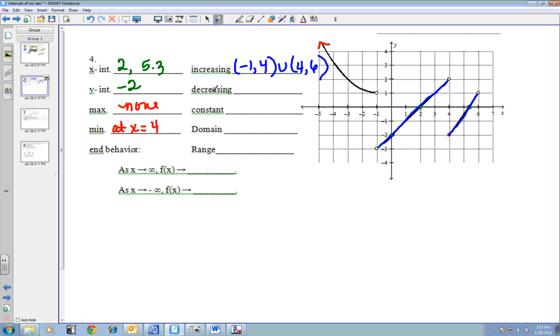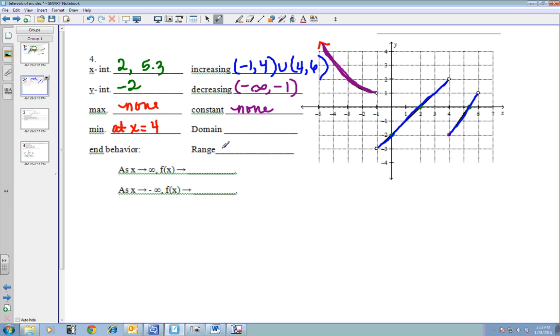Okay, now let's find where it's decreasing. So it's going to be decreasing right here because I have a negative slope and my graph is falling. So how far to the left does that go? That goes from negative infinity because of my x values until I get to when x is -1. I don't have any constant intervals.